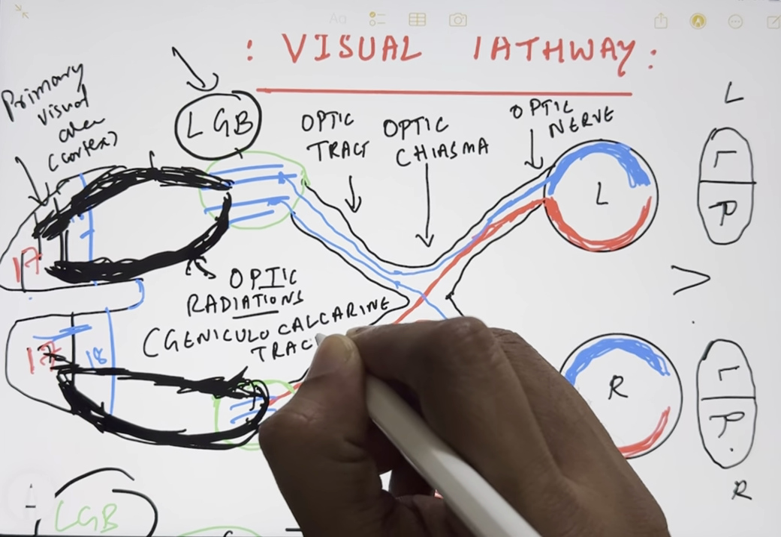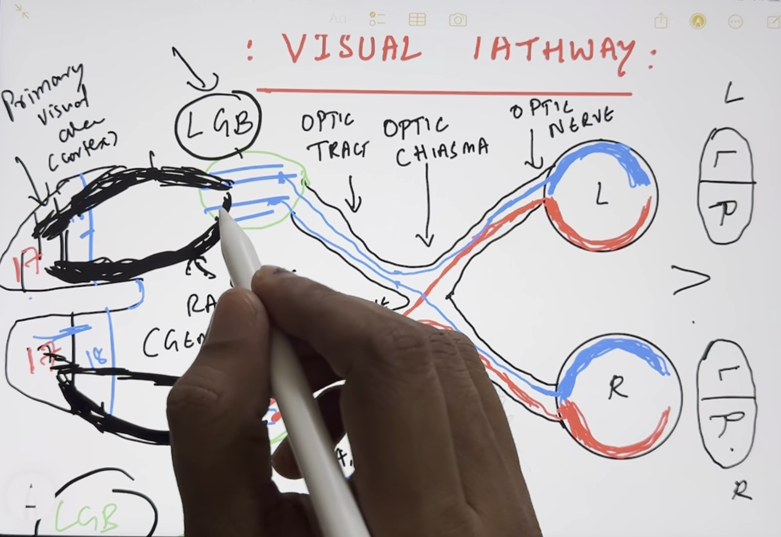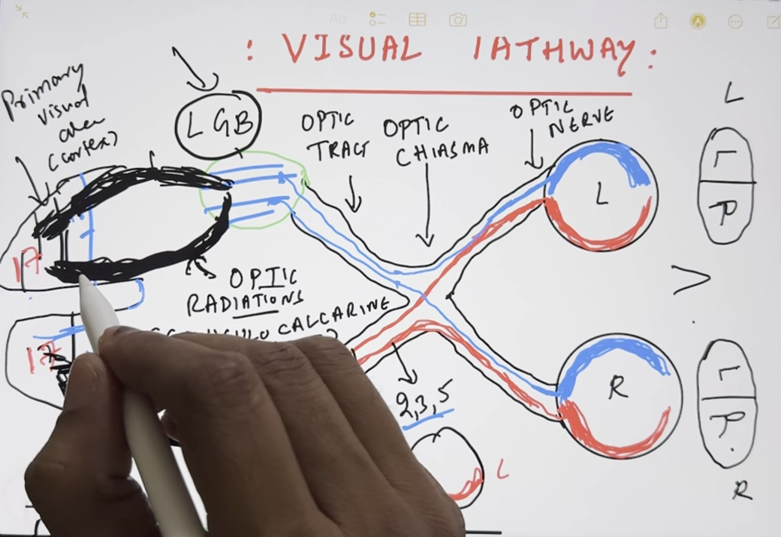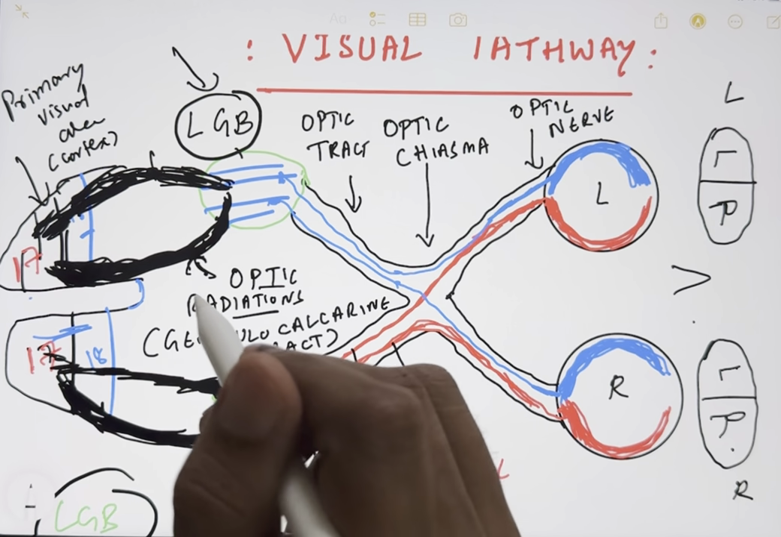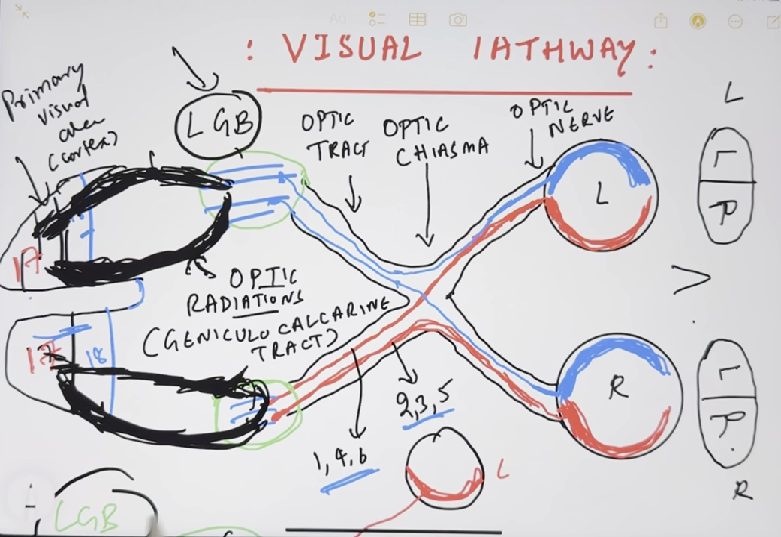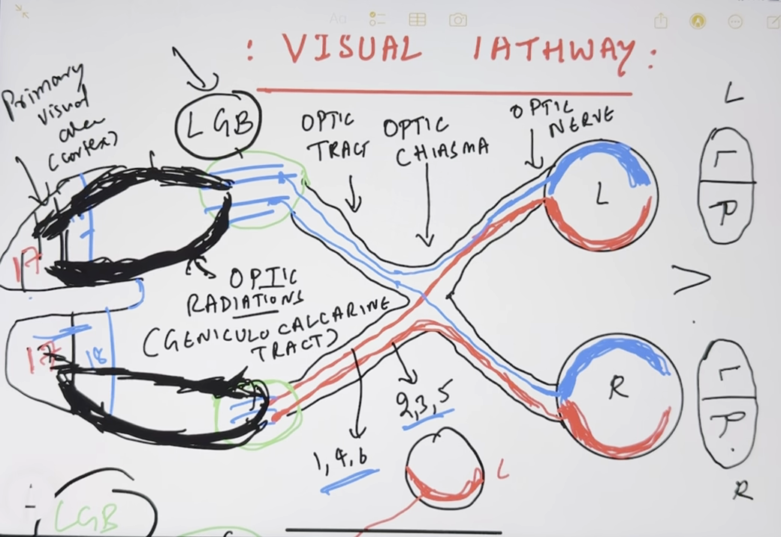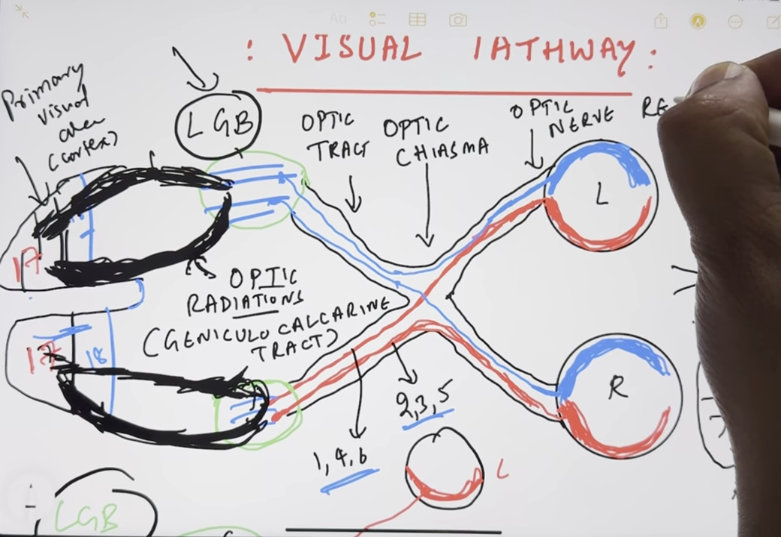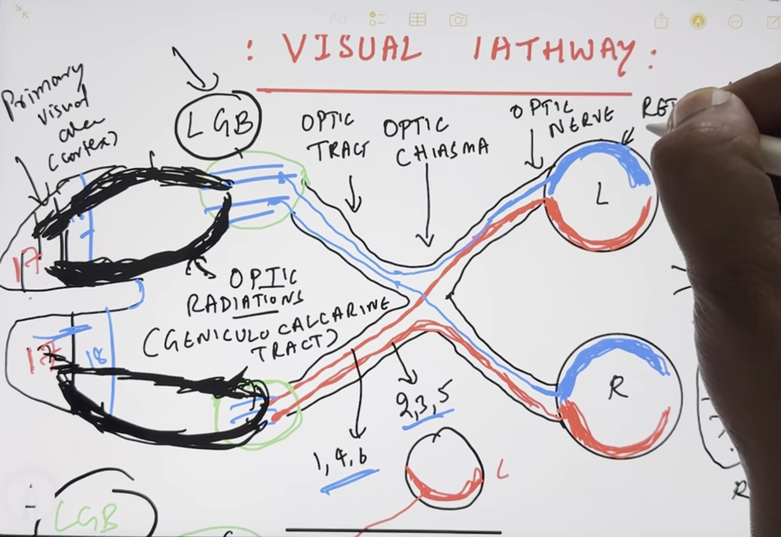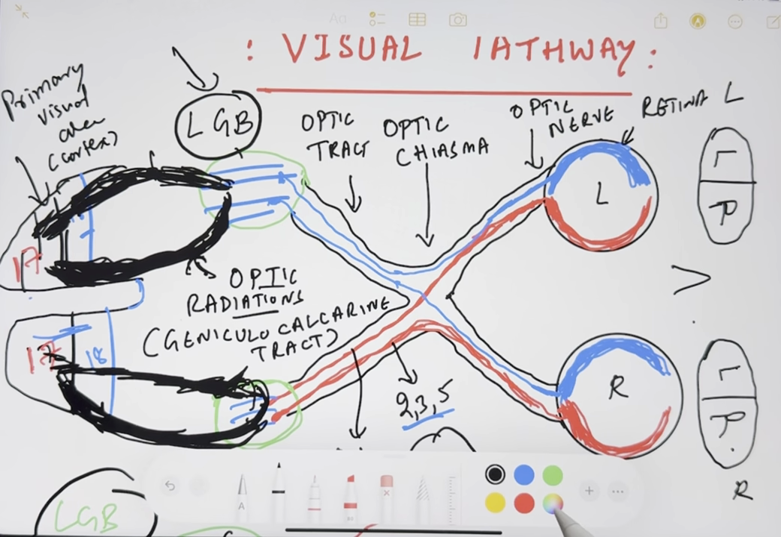Why is it known as the geniculocalcarine tract? Because it starts from the lateral geniculate body and ultimately ends in the calcarine part, near the calcarine fissure of the occipital lobe. So it is also known as the geniculocalcarine tract, and finally it ends in the visual cortex, or the primary visual area. Now, it has started from the retina, the inner layer, and ultimately ends in the occipital cortex.